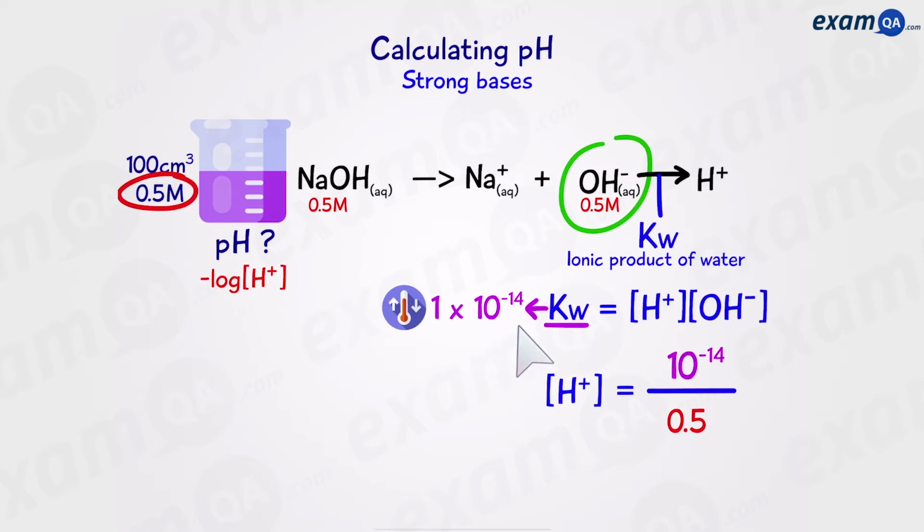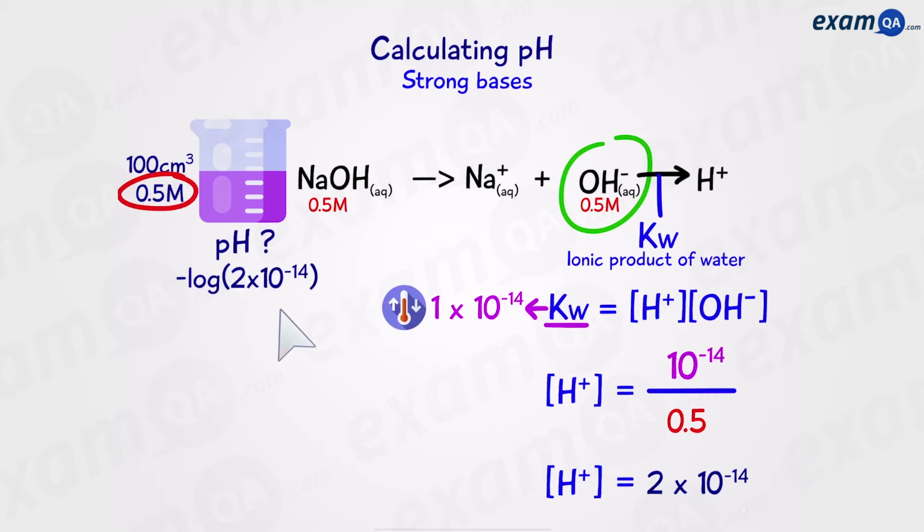Okay, so now we can work out the concentration of hydrogen ions. And that's going to be 2 times 10 to the minus 14. Excellent. So now that we have that, we can work out pH by doing minus log of the concentration of hydrogen ions, and that will equal 13.69. And this makes sense, considering we have a strong base, so it should have a high pH.